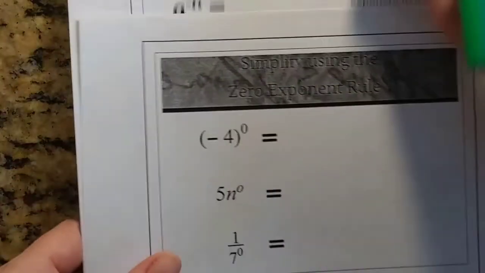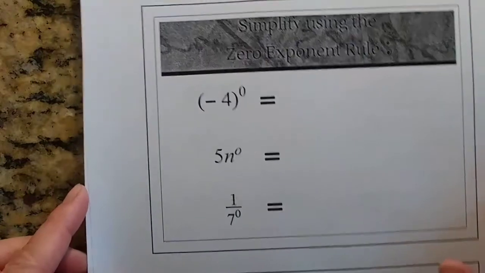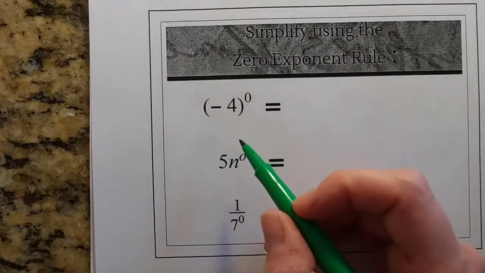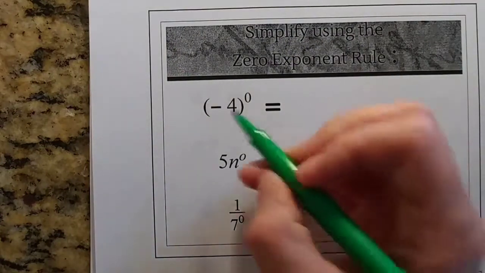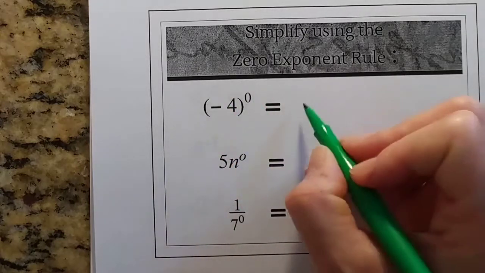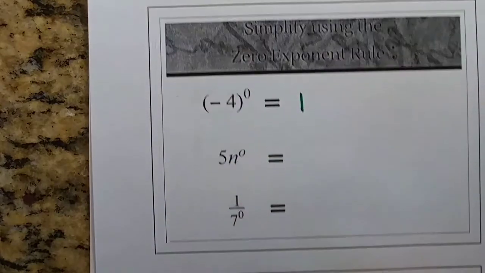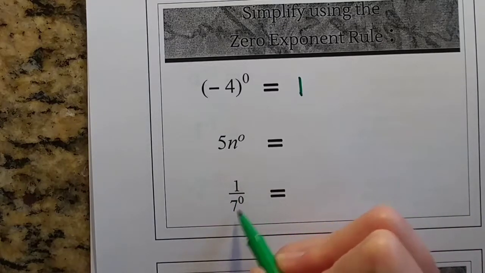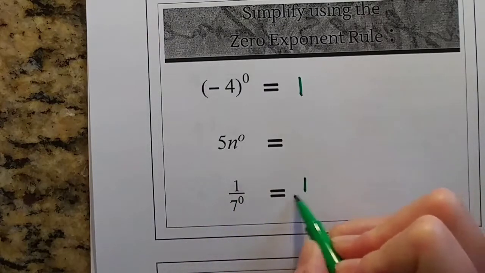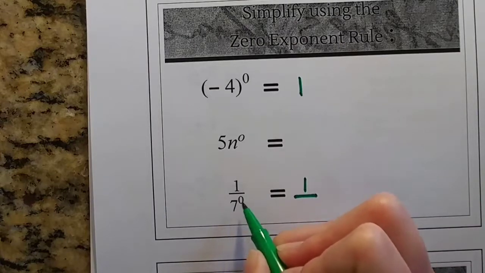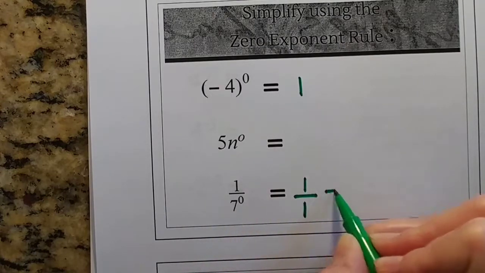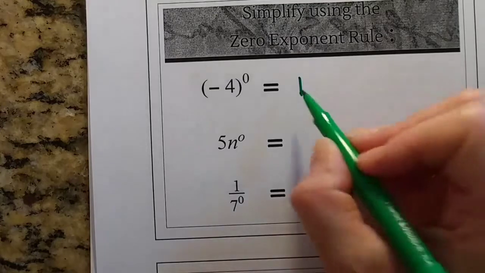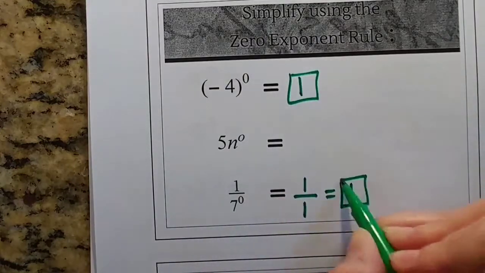Now let's take a look at some examples where we are going to simplify. Again, if you haven't tried this in a calculator, do it. We have negative 4 to the 0 power. That's going to be 1. Now let's jump down here. This says 1 divided by 7 to the 0 power. 1 divided by, now we know 7 to the 0 power is 1. So 1 divided by 1 is 1. So I get the answer of 1 for here and for here.